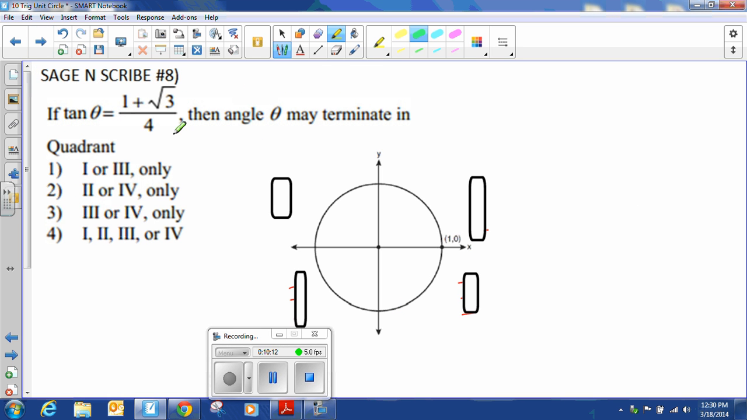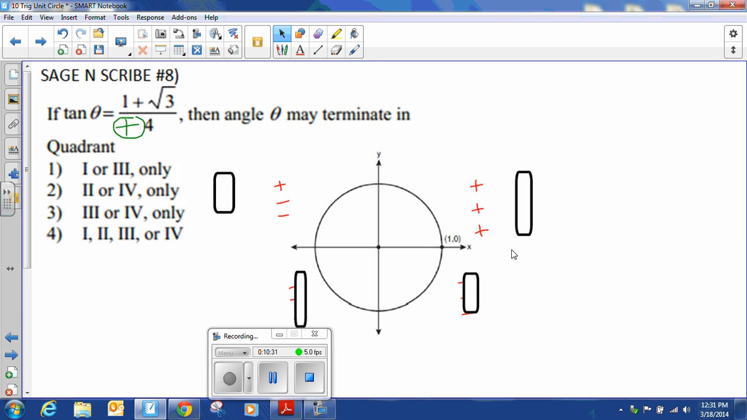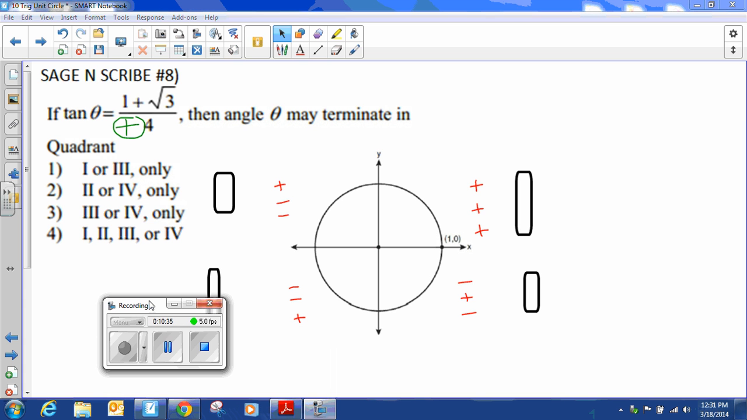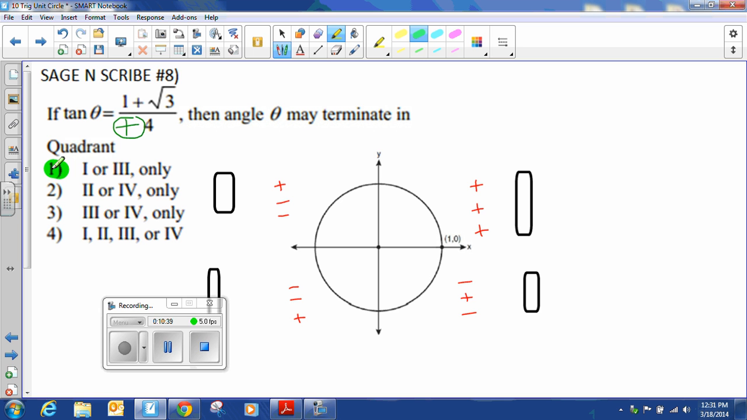Okay, this one here: tangent of theta equals 1 plus radical 3 all over 4. Don't be confused by this one or scared. They're really just saying that tangent is positive. So, where is tangent positive? Tangent is positive in more than one quadrant: in quadrant 1 and in quadrant 3. So the answer to this one is option 1.